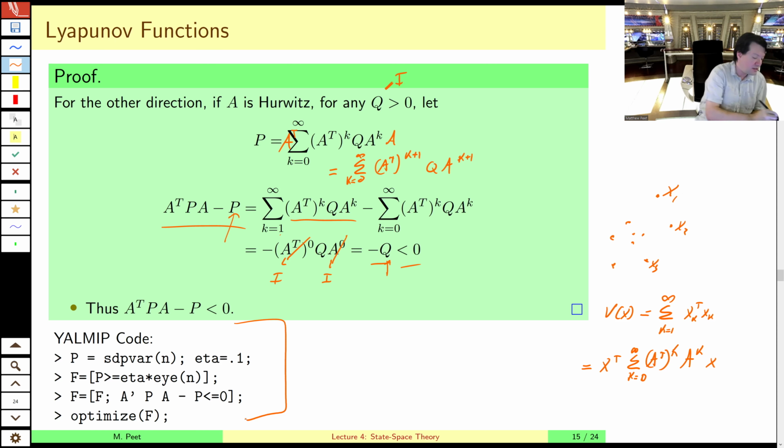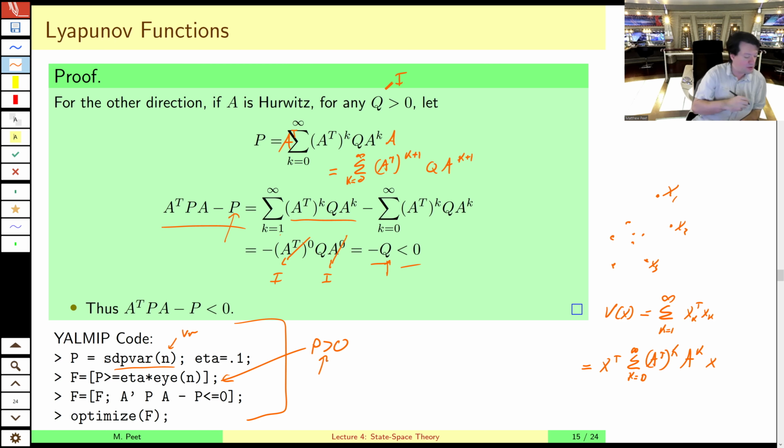Just to give you an idea of how these are implemented, it's not hard. Here is a brief LMI code, YALMIP code. Basically, make P a variable. Declare it to be an SDP var. If you don't give any more commands to SDP var, it's going to assume it's symmetric, which we do assume here, so not a problem. Now to make it a candidate Lyapunov function, we have to make P strictly greater than 0. And the strictness is important.